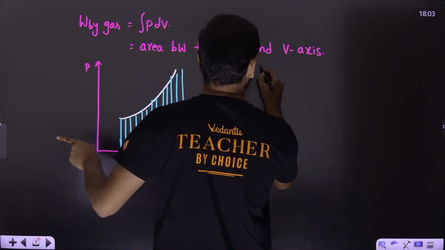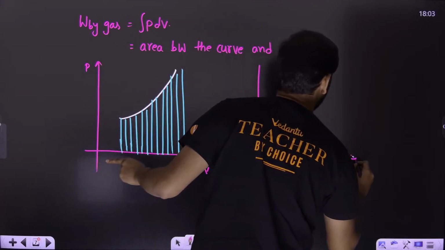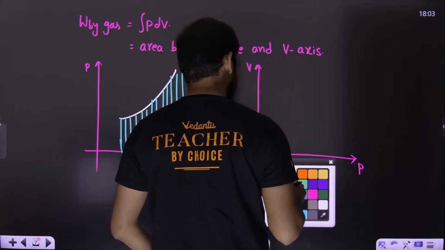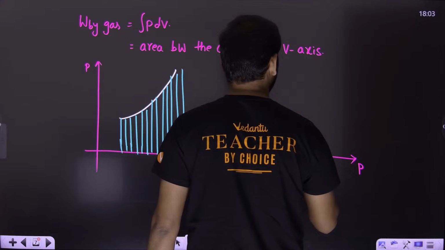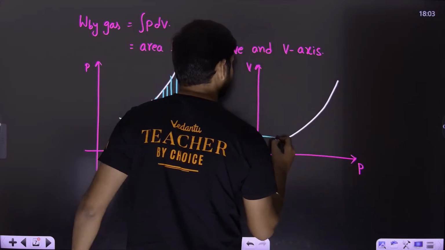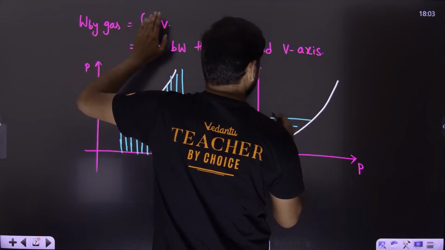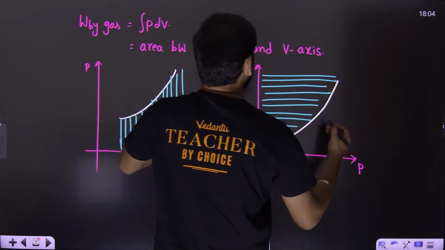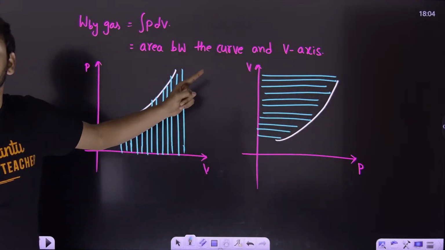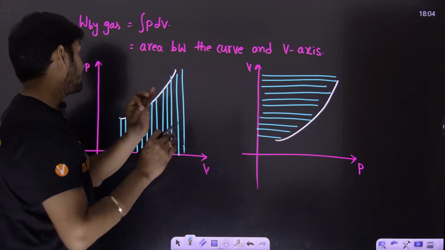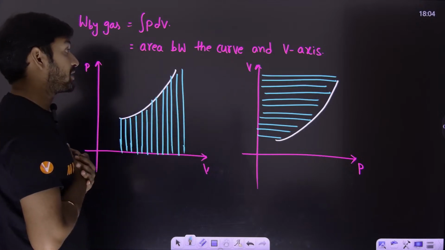Sometimes they are going to be testing your conceptual clarity. They'll put P on the x-axis and V on the y-axis, and talk about a curve like this. In this situation, as I already mentioned, it is always the area between the curve and the v-axis. Then you have to calculate this area. Be careful. Okay, fine. Now we understood this part.